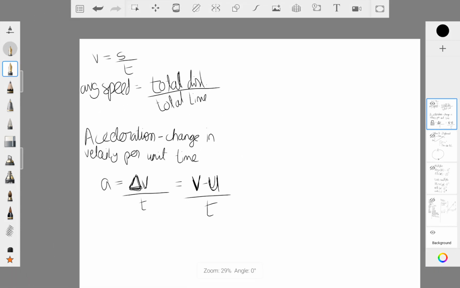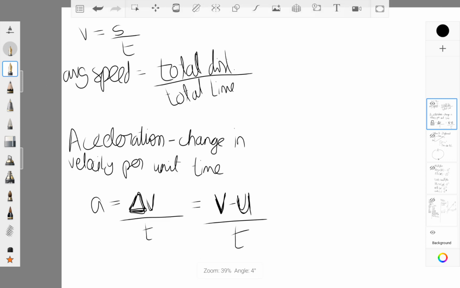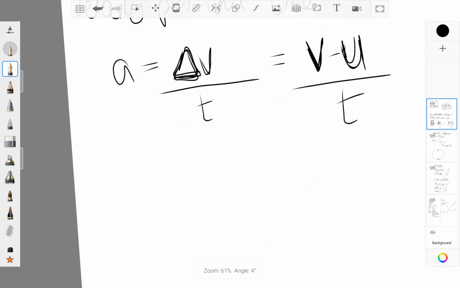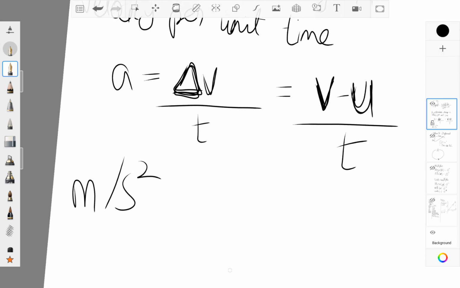But before we do that, speed and velocity are measured in meters per second. I think we all knew that. Over here, acceleration is measured in meters per second squared, which is not the same thing. Meters per second squared. Right. Now let's get to the graphs.